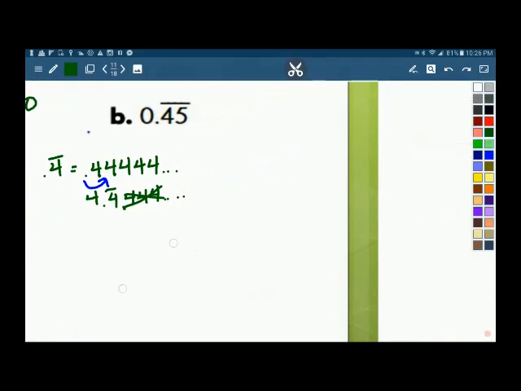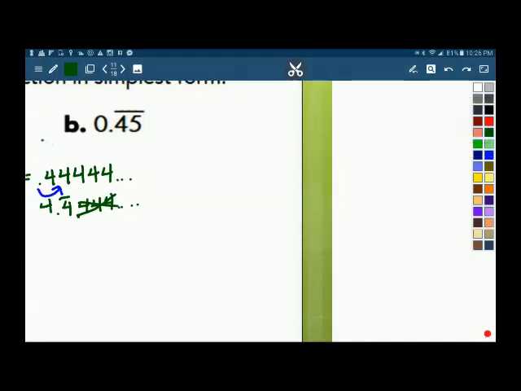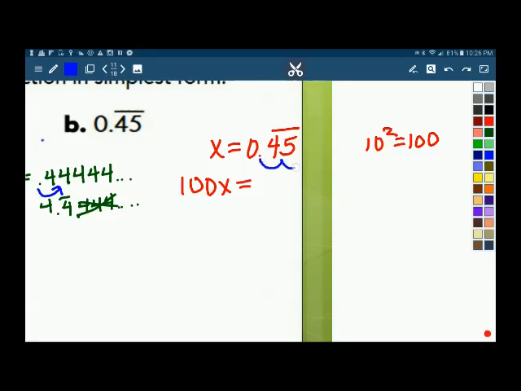I'll give you one more, now with 2 digits. So again, my first step was to call the number a variable, make an equation out of it. There are 2 digits repeating here. 10 to the second power is 100. So I'm going to multiply both sides of the equation by 100. That's 100x is equal to, 100 has 2 zeros in it, so I'm going to move the decimal place over 2 spots, which means I get 45.45 with the 45 repeating.